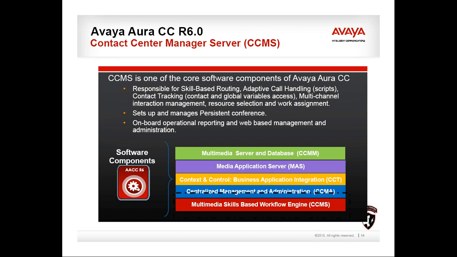So if you notice, the first component here we're going to talk about is the CCMS, and it's one of the core components. I think the biggest thing about the CCMS is to remember that this is where your skills-based routing takes place. This is where the call scripting happens. So if those of you that are familiar with building vectors and VDNs and then hunt groups as skills for your agents, this is where all of that happens. Notice it does have an onboard reporting and web-based management and administration.